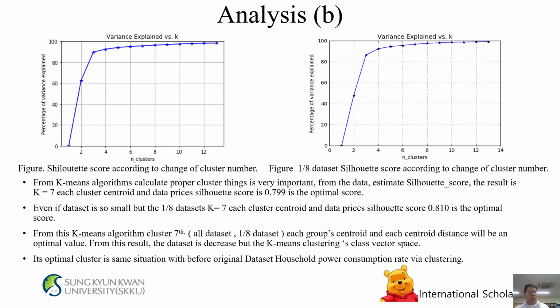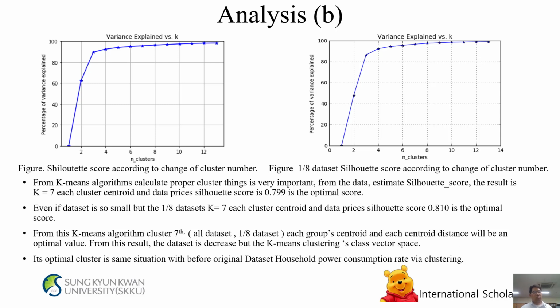Analysis B. The silhouette score according to the change of the cluster number. For the Apache 1 dataset, the silhouette score according to the change of cluster number. This is also the same result: K equals 7 is the optimal result for the experiment. From the K-means algorithm, calculating the proper cluster number is very important. From the data, the estimated silhouette score result is K equals 7. Each cluster centroid and data point's silhouette score of 0.799 is the optimal score.